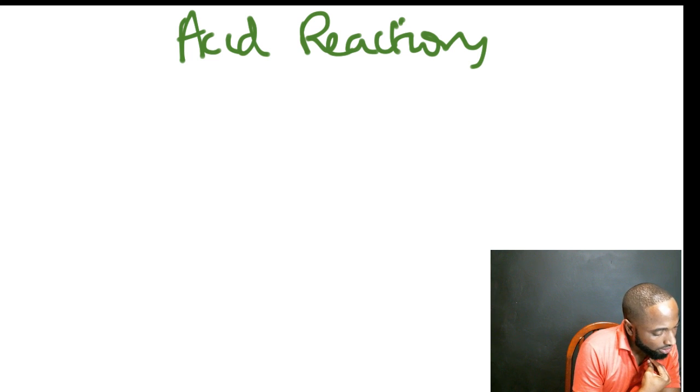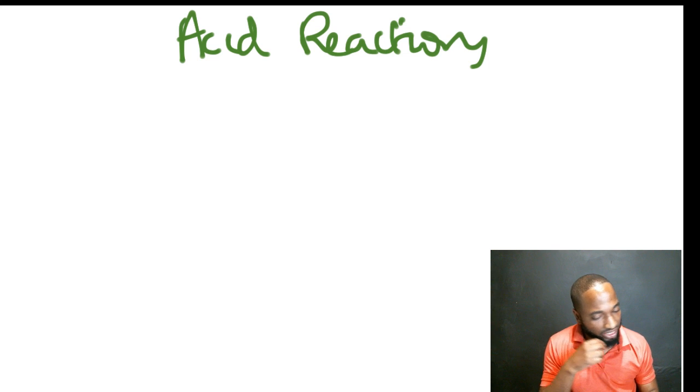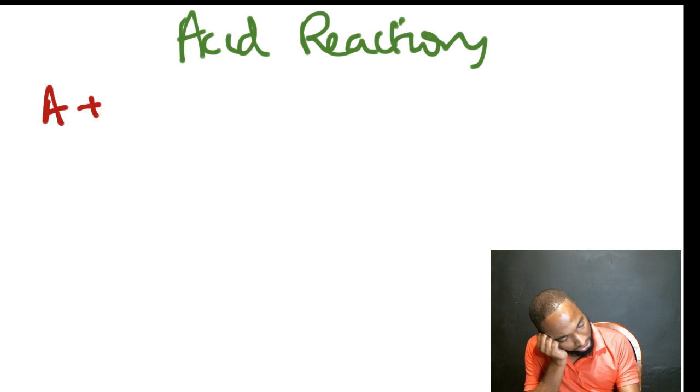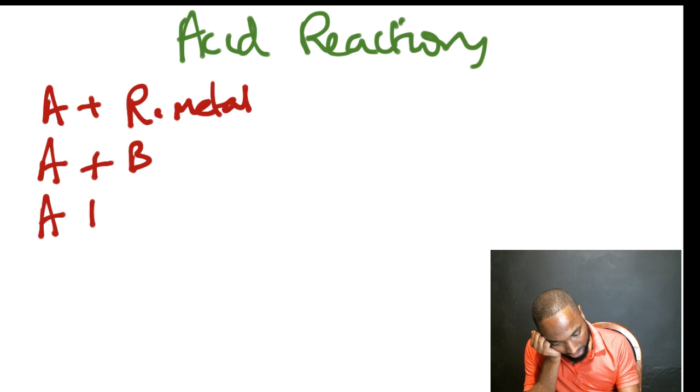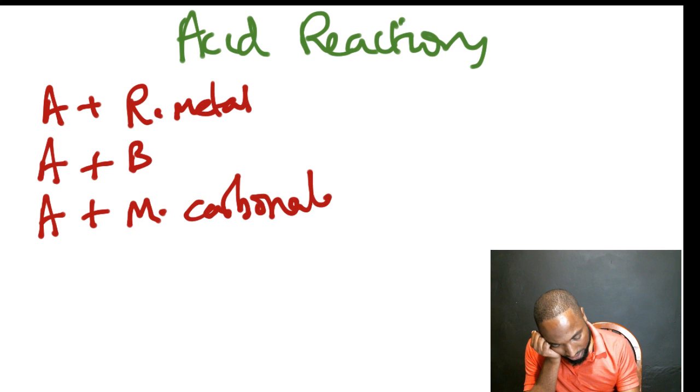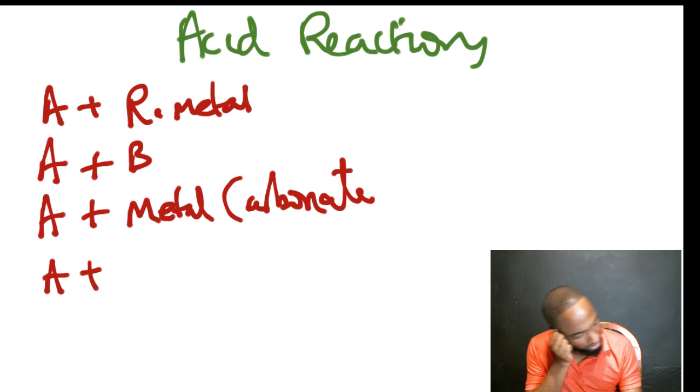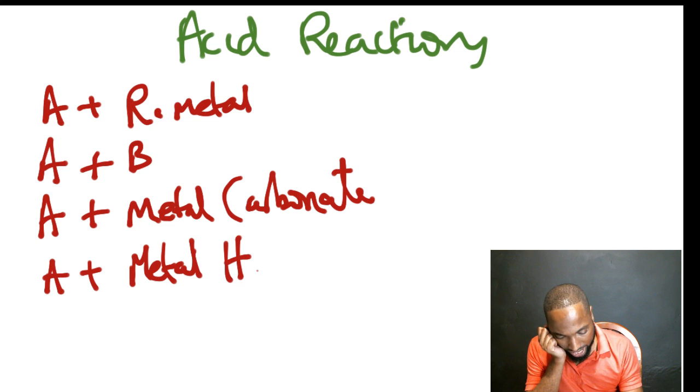So basically 4 reactions to learn. Acid plus a reactive metal. Acid plus a base. Acid plus the metal carbonate. I'll just write M carbonate, but I'm wasting paper here, I could actually write out metal. Come on, man. Metal carbonate, and the acid plus metal hydrogen carbonate. So you need to know what all of these produce. Metal hydrogen carbonate.